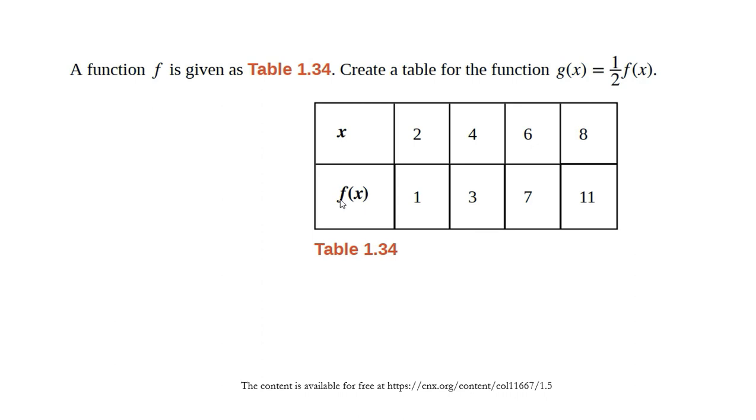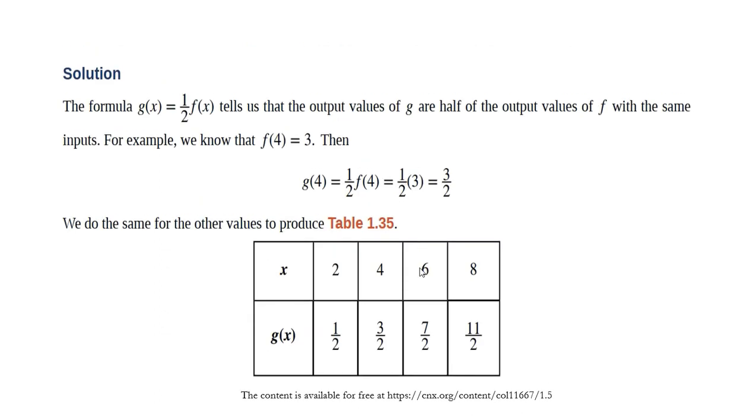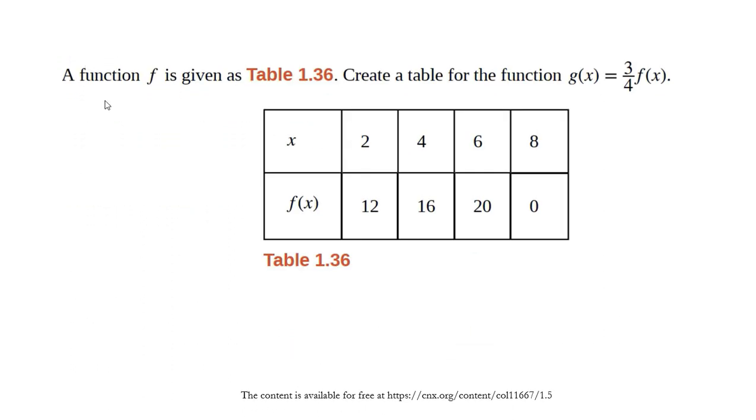Given f of x, what is g of x, which is half of f of x? It's easy, you just multiply these numbers by 1 over 2. So 1 over 2, 3 over 2. Given f, what is g of x, 3 over 4 f of x? Again, all outputs will be multiplied by 3 over 4. 12 times 3 over 4.